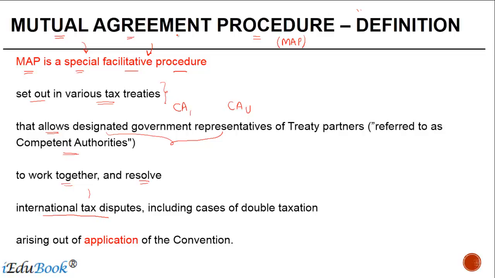It's not about a domestic tax dispute, it's about an international tax dispute arising out of the DTAA, including cases of double taxation arising out of application of the convention. So by virtue of application of the treaty, if there are cases whereby a double taxation is triggered, right, wherein both the countries believe that they have the right to tax, then these competent authorities can get together, identify what is to be done, and then move forward accordingly.